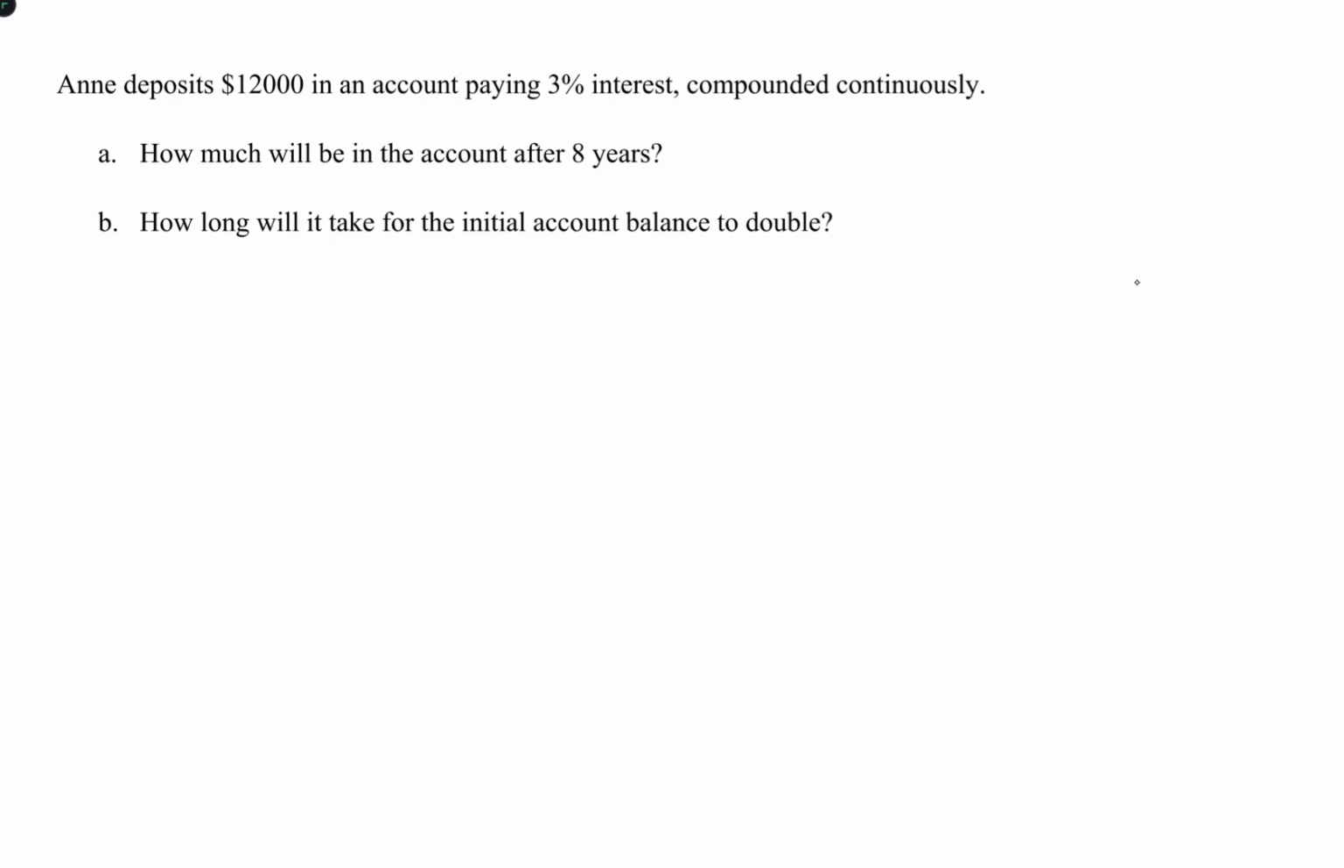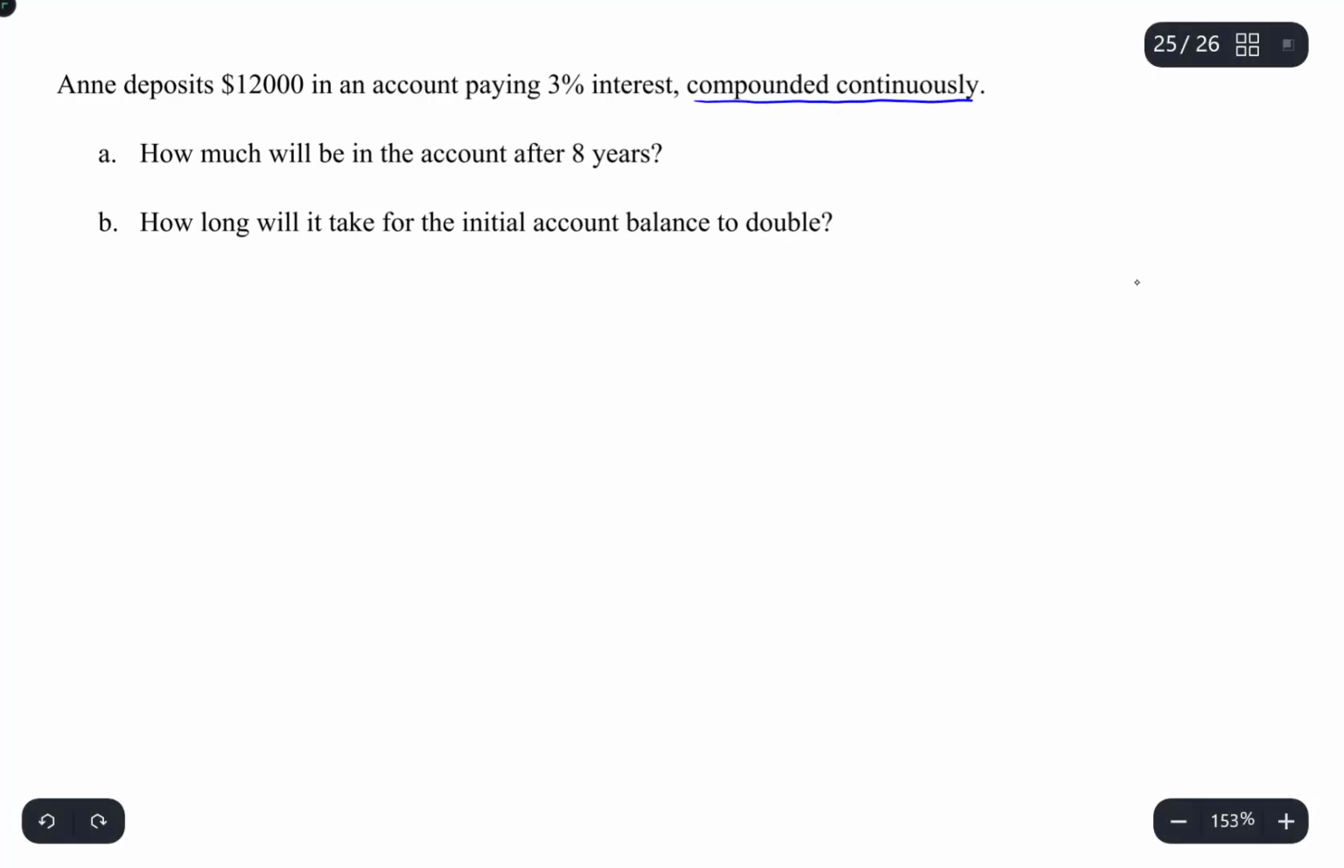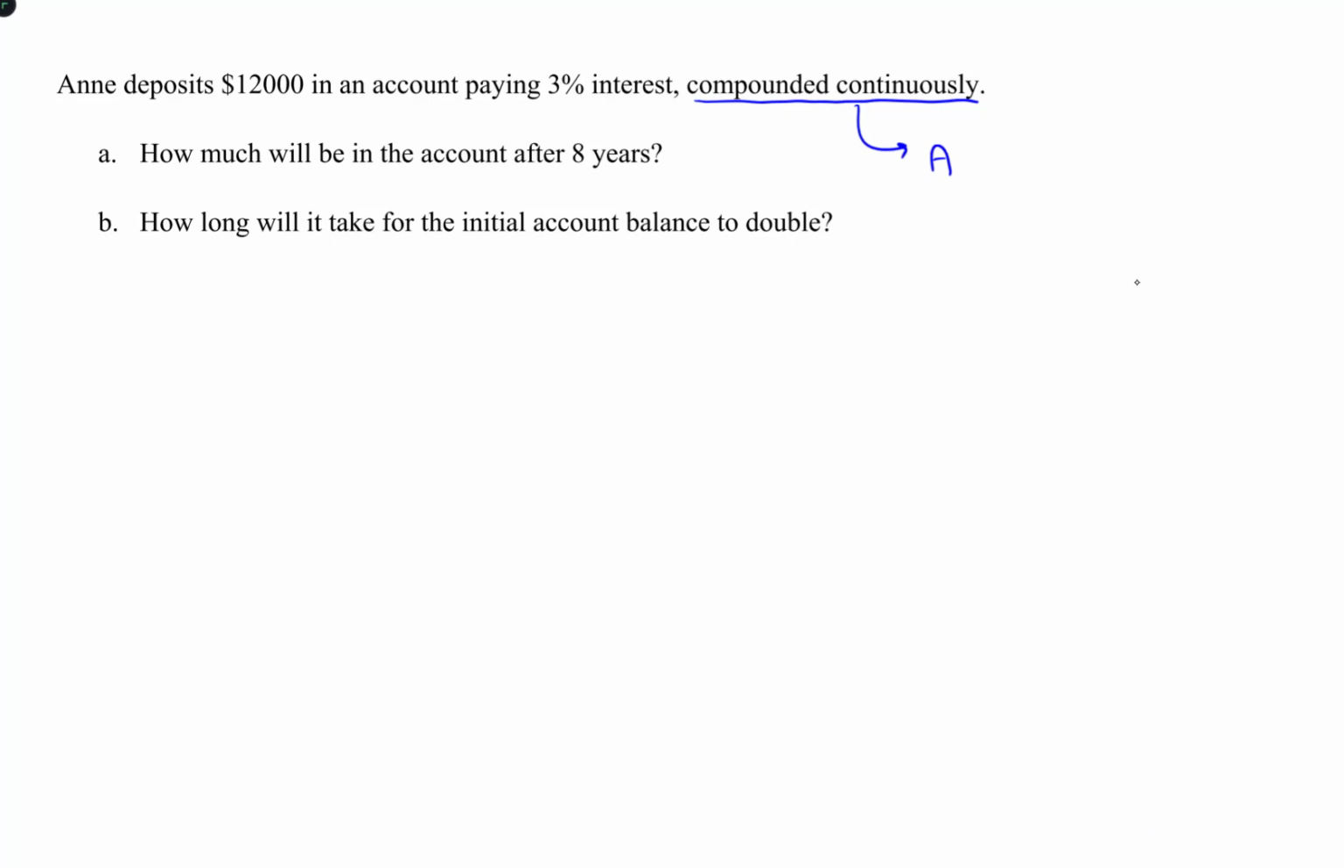Anne deposits $12,000 in an account paying 3% interest, compounded continuously. How much will be in the account after 8 years? Well, if we're compounding continuously, there's a special formula that tells us how this model works. And that's the amount in the account after interest is earned.